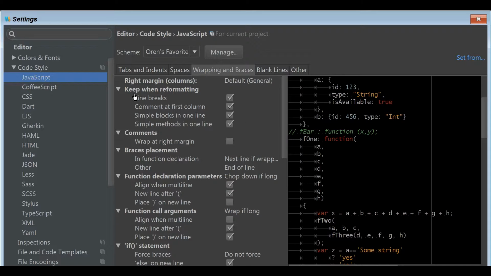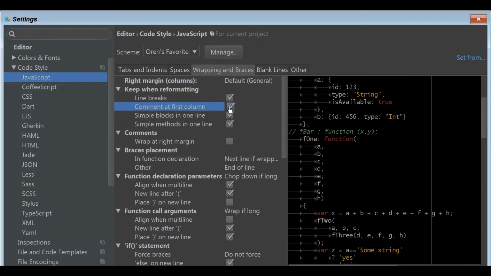Now, if we keep going and see keep when formatting: line breaks, comment in first column, simple blocks, simple methods on one line. This is really just a nice thing that WebStorm provides. It says, hey, if it's like this, don't mess with it. And I really like that they offer that feature where if you're going to do formatting and someone makes a decision, like for example, I could take off this comment in first column setting, and then what you'll see is that it would always push it over to the right.